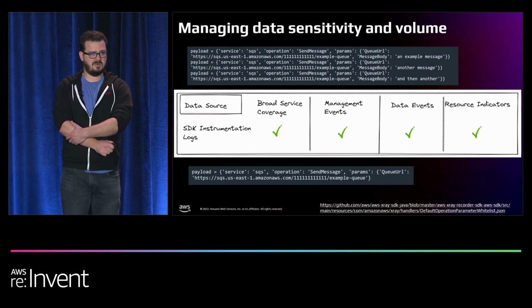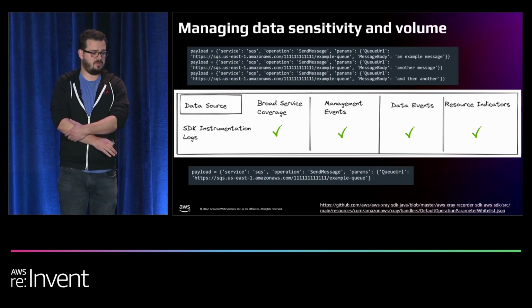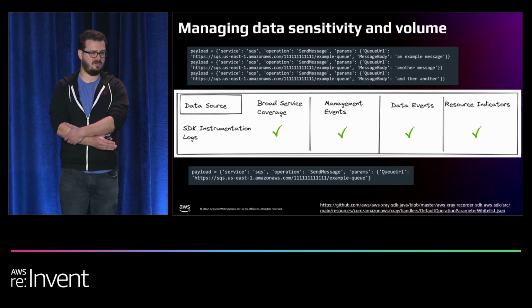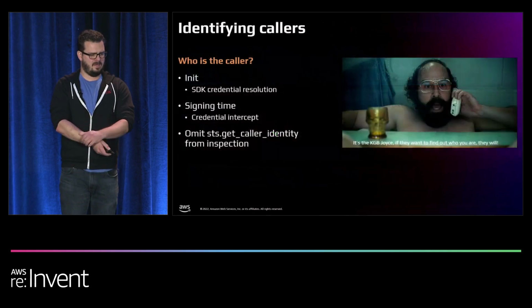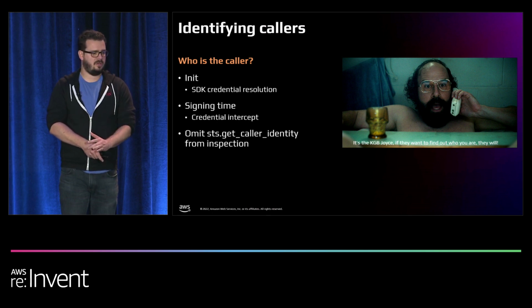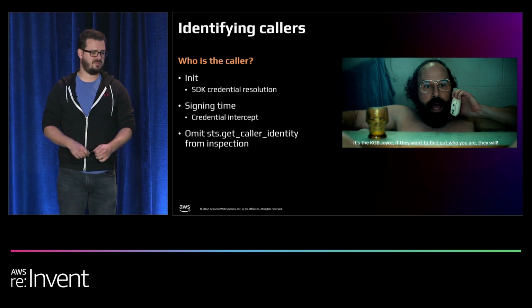When compared with the platform data sources, it checked all of our boxes. Since the SDK instrumentation is done at the client level, regardless of which service is being used, it got immediate broad service coverage. There's no distinction at the API level between management events or data events. And since we can select whichever method parameters convey that resource association, we get those resource indicators as long as we are selecting them. One piece of information that is not included there is the caller: what application is actually making this call, which role is being used to sign these requests.